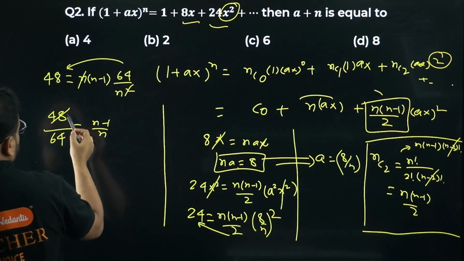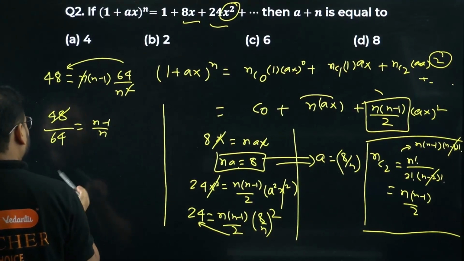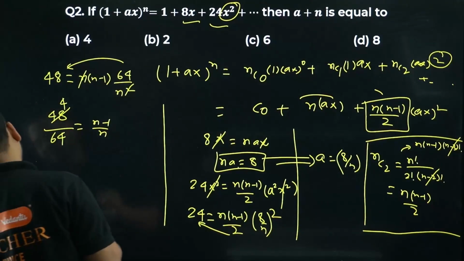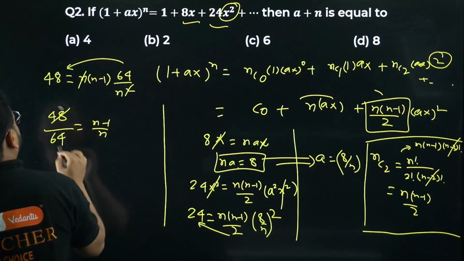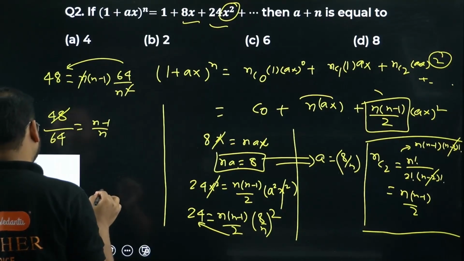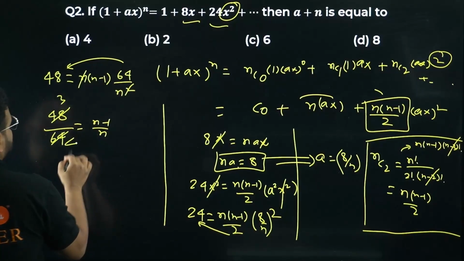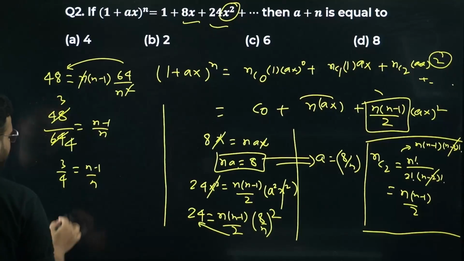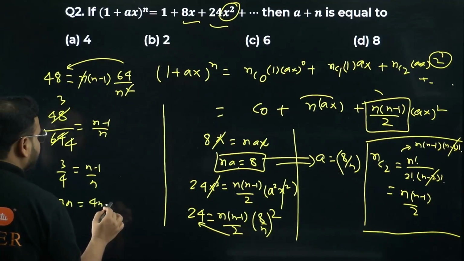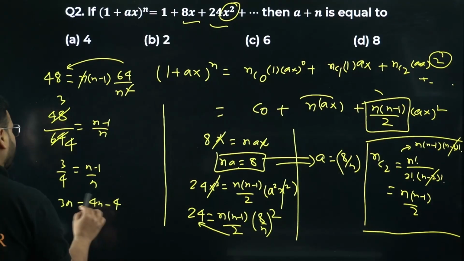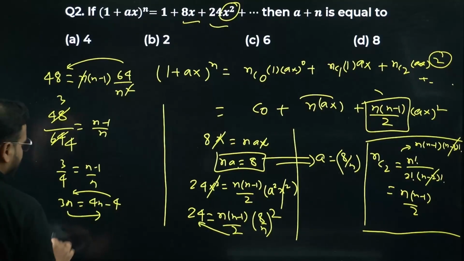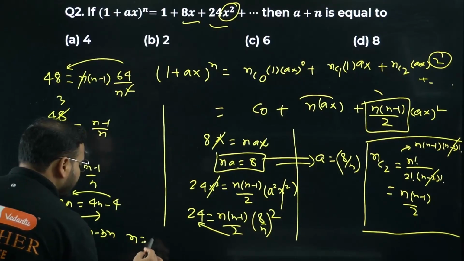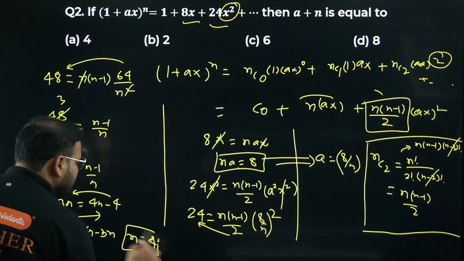So I write here 8, 6 24. I can write 16 actually, better: 16 3s are and 16 4s are. So what I'm getting is 3 by 4 equals (n minus 1) upon n. Cross multiply, I get 3n equals 4n minus 4. Move this 4 on this side and this 3n on this side, I get 4 equals 4n minus 3n, giving the value of n as 4.